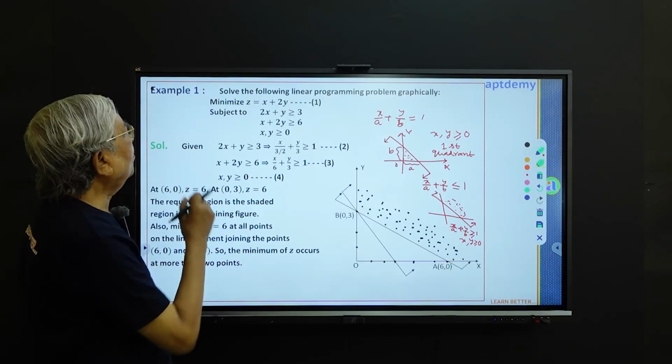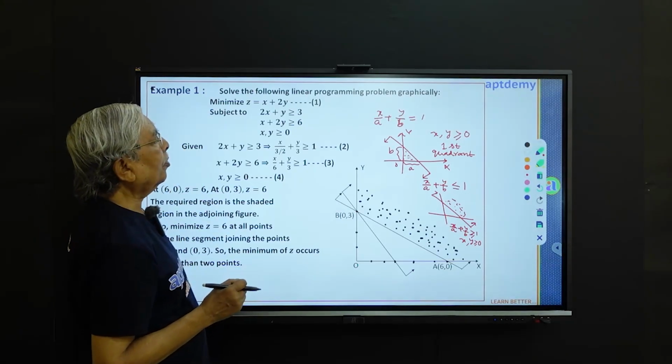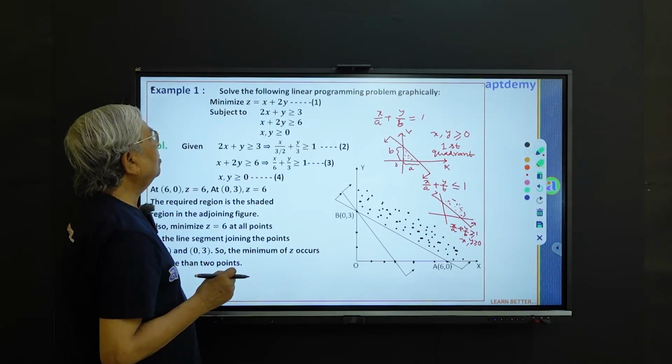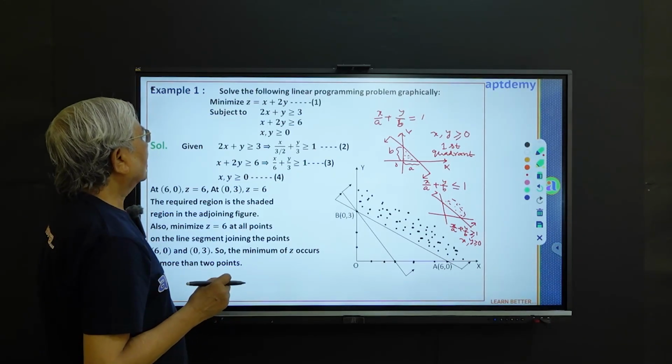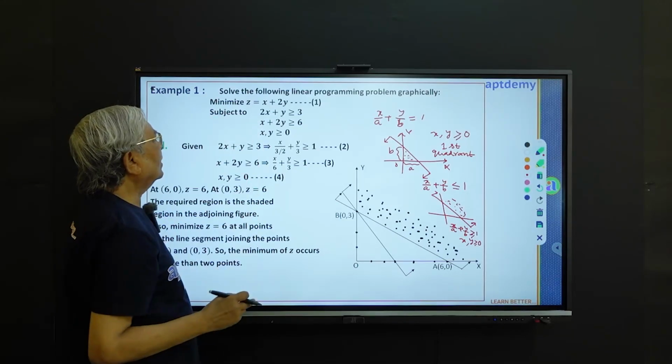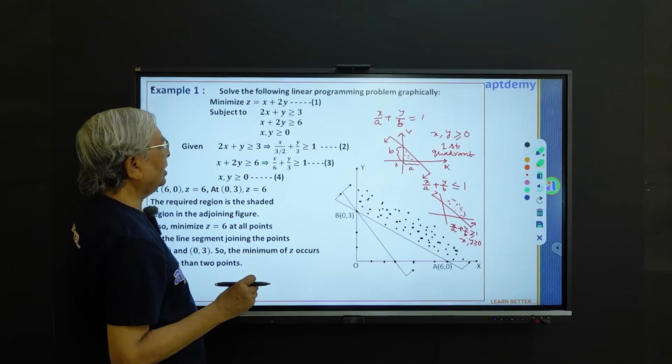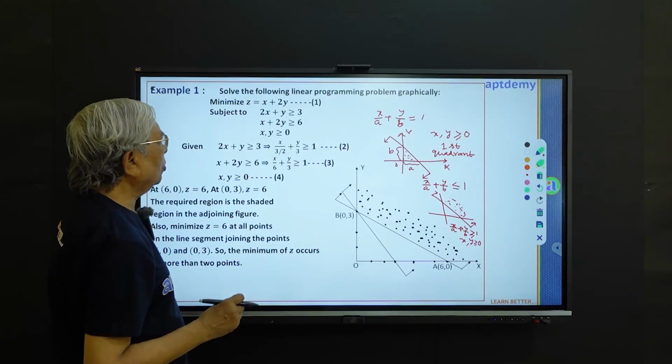Now come to the problem. Solve the following linear programming problem graphically. Minimize z is equal to x plus 2y subject to the constraints twice x plus y greater or equal to 3, x plus 2y greater or equal to 6, and x, y greater or equal to 0.